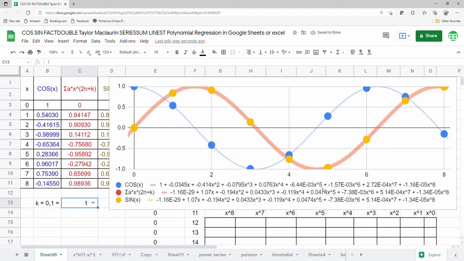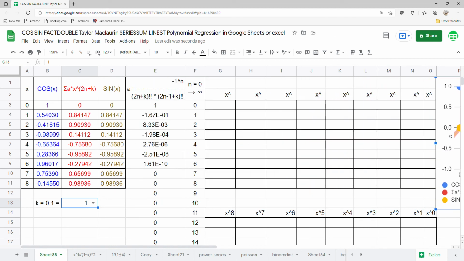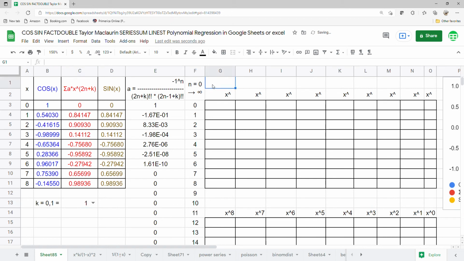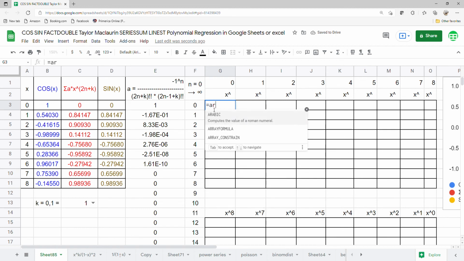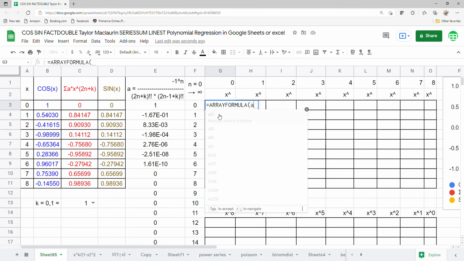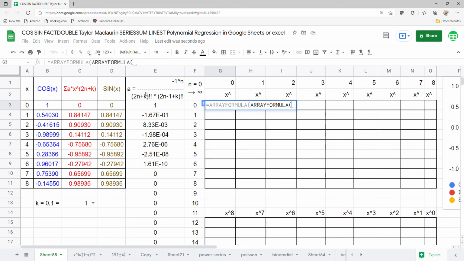We'll calculate this polynomial regression coefficients using LINEST. To do that, we complete the LINEST matrix, starting with the power. This is transpose 0 to 8. And the elements of the matrix array formula of the x values raised to the power 0 to 8.